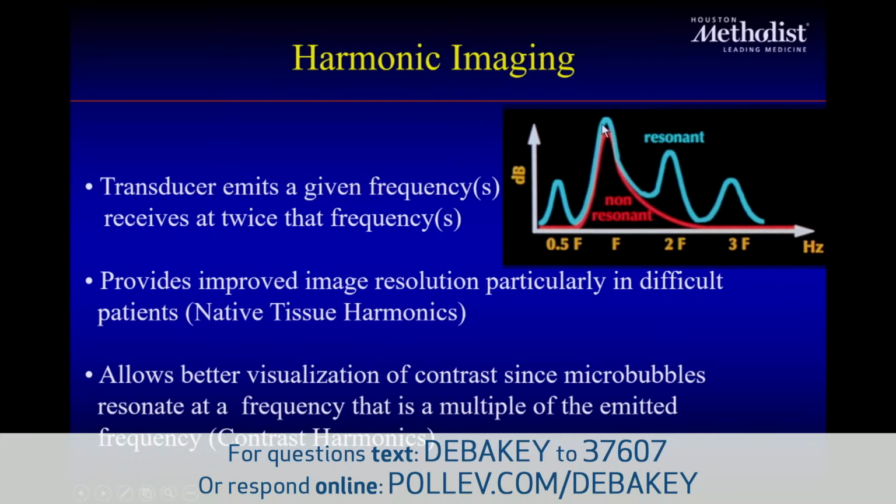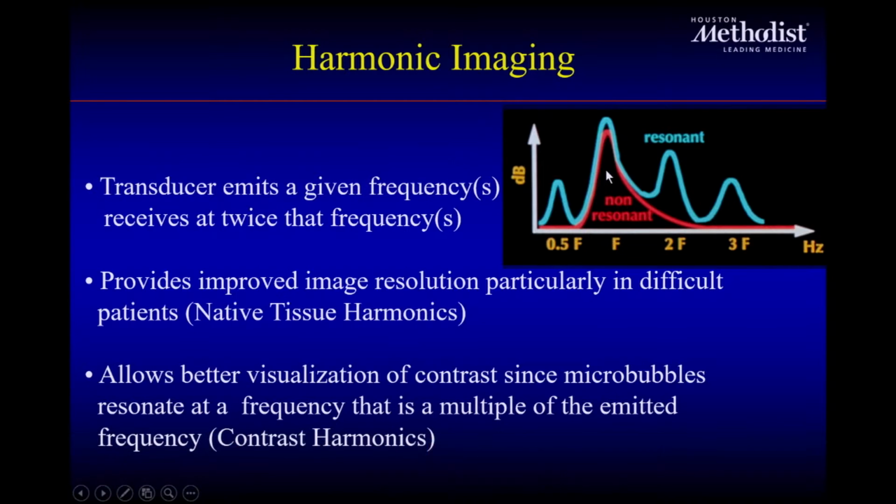Harmonic imaging. So you send a certain frequency, let's say a 3.5 megahertz frequency. This is called the fundamental. But whenever you hit an object, it may resonate, so you have multiples of that frequency, 2 times the fundamental, 3 times, or even ultra frequency, or lesser, almost half of that. And why is it important?